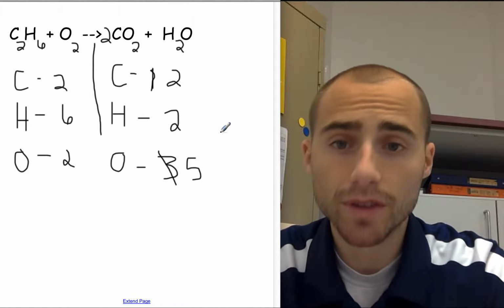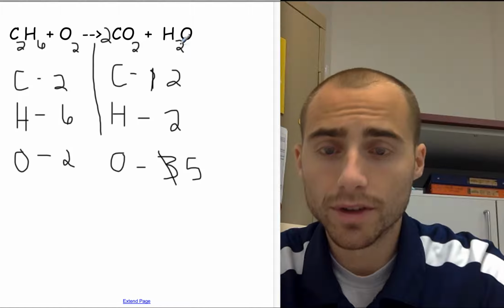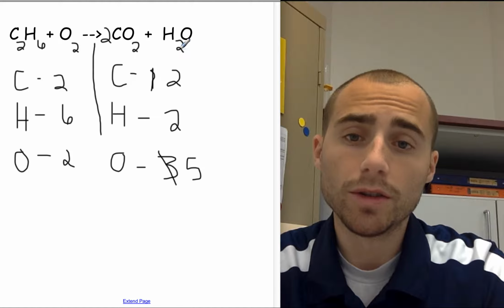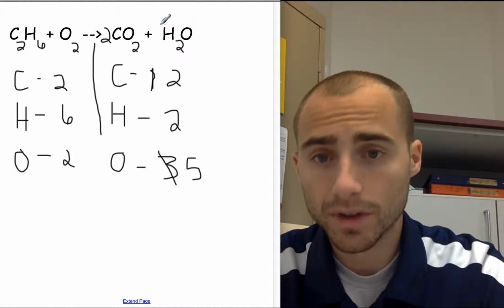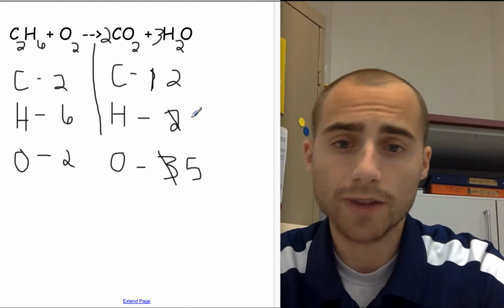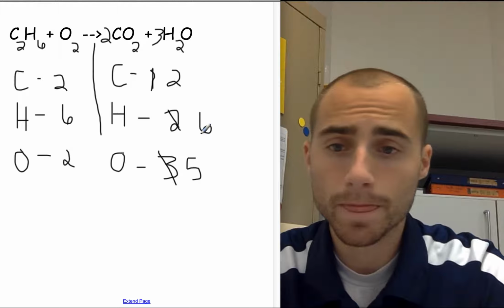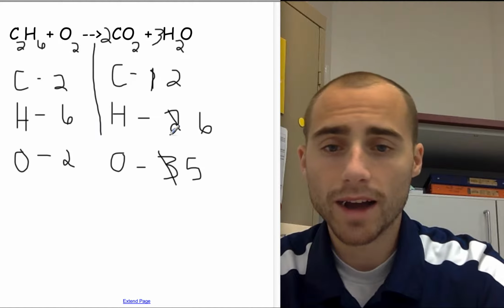Let's balance hydrogens next. We have 6 hydrogens here, 2 hydrogens here. What can we multiply by 2 here to get it? We need 2 times 3 equals 6. So we put a 3 right there. It's going to change our hydrogens here to 6. And our hydrogens here is 6. Look at that. We've already got carbon and hydrogen balanced.